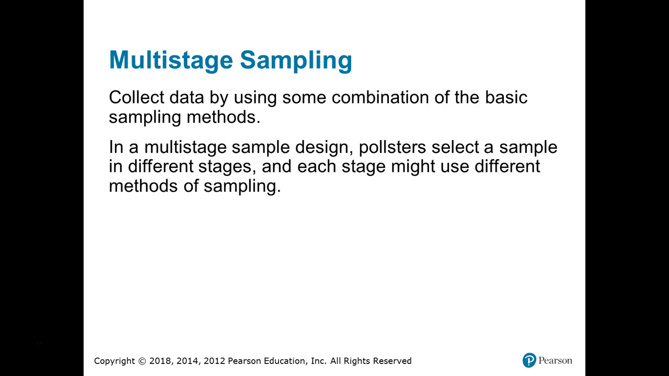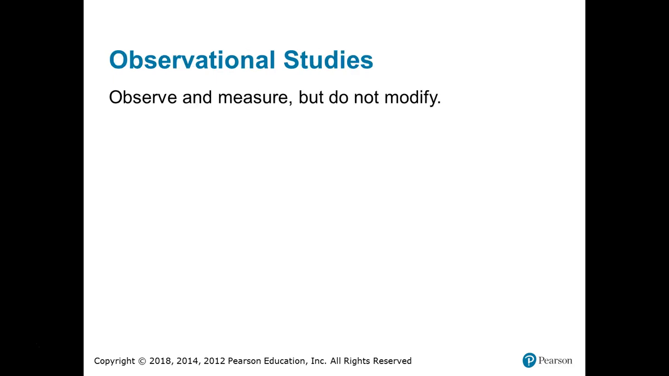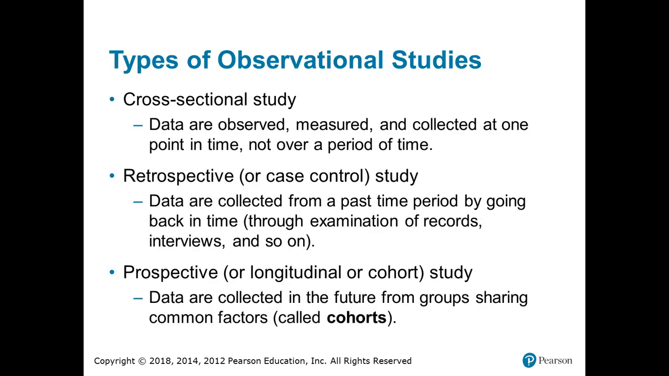Multi-stage sampling is collecting data by using some combination of the aforementioned sampling methods. And then you just try and use more than one at the same time. Observational studies: observe and measure, but do not modify them. It's kind of a randomly thrown in slide.